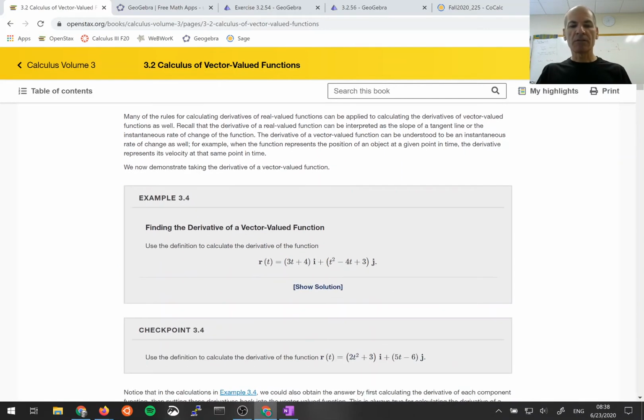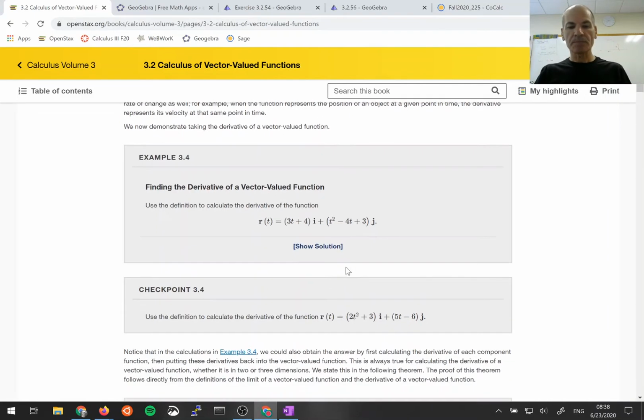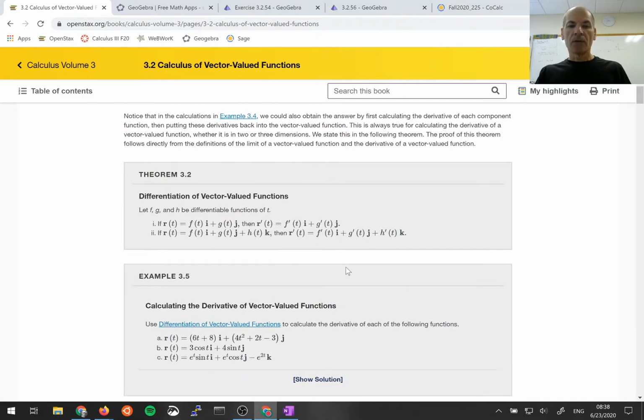So to find the derivative of this vector-valued function, we just take the derivative of each component. The derivative of this component is just 3. The derivative of this component is 2t minus 4, and that's r prime. What does that represent? It tells me the speed and direction of the particle at any given time t. Cool.